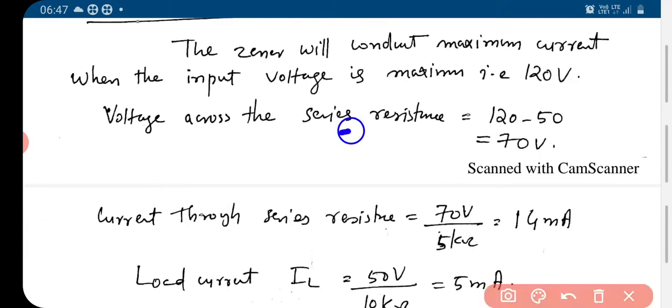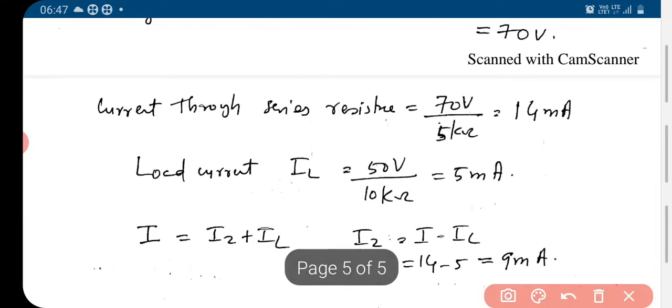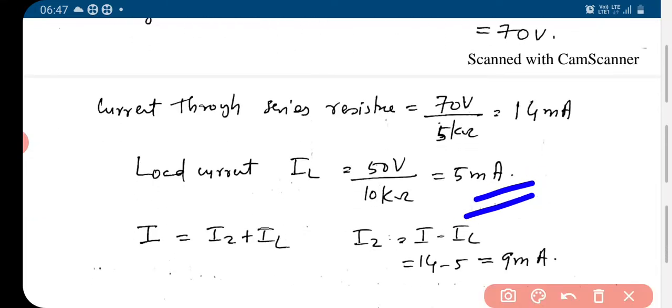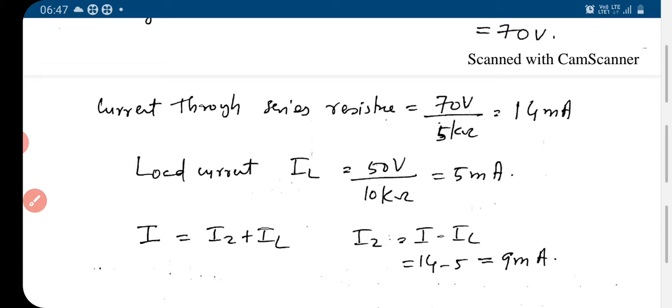So the voltage across the series resistance is 70 volt. Current through the series resistance is 70 volt by 5 kilo ohm, that is 14 milliampere. The load current is given by 50 volt, this is the Zener voltage, divided by the load resistance. So we have I and we have I_L. By using this equation, I can find I_Z. I_Z is now given by 9 milliampere. So this is the maximum Zener current.